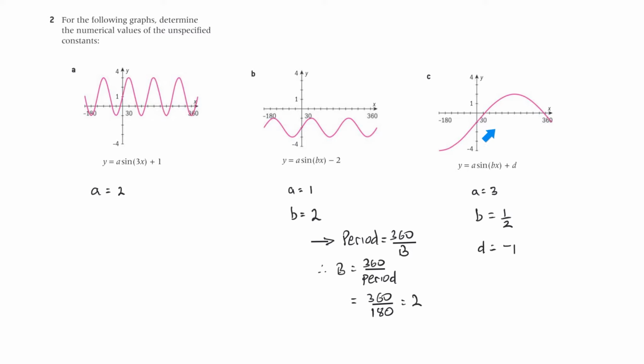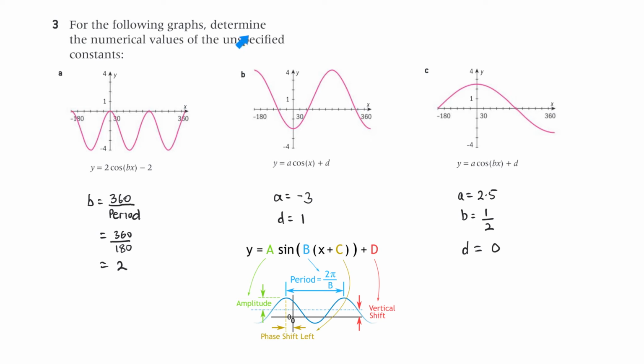Now if you have a look at this one here, between 0 and 360, that's half of a period there, so the full period would be 720. This would go down here and it would come back at 720. So the period is 720. Okay, so if we use this one, B would be equal to 360 divided by 720. So B is equal to 360 on 720, which is a half.